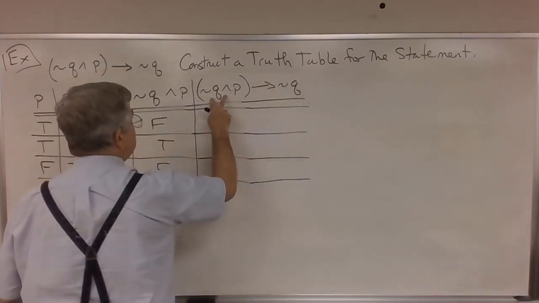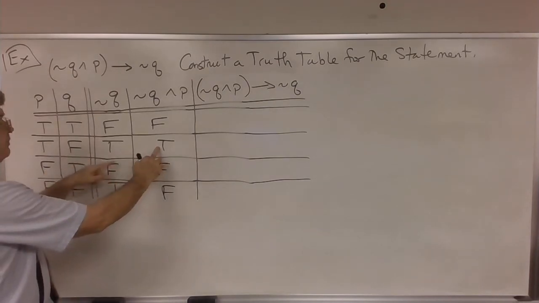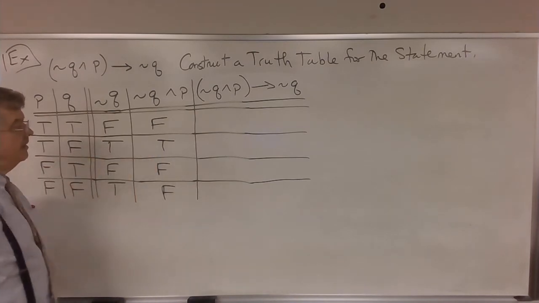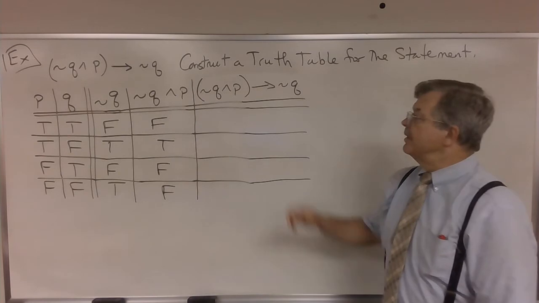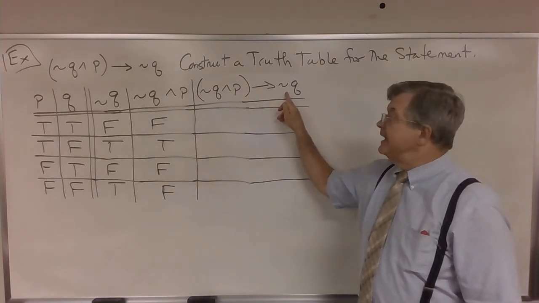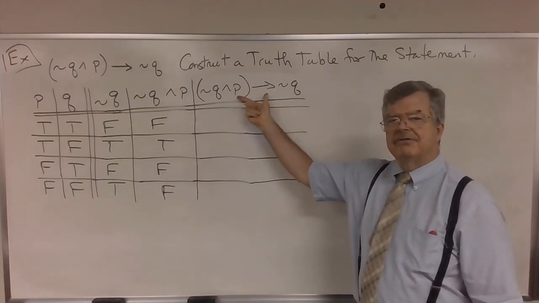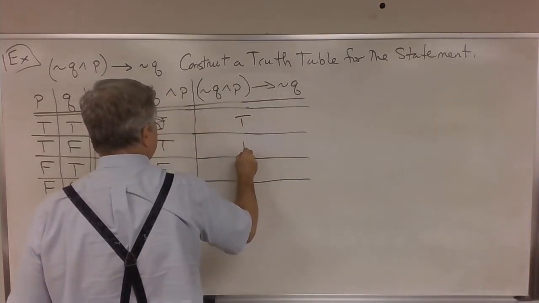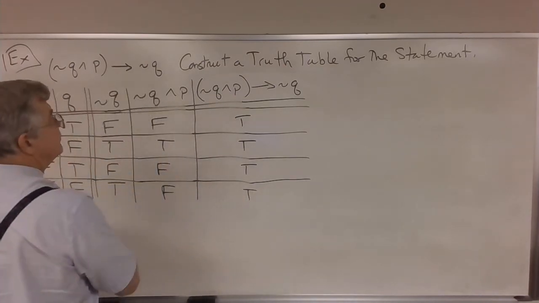Well, this statement is only true here. And when it is true, not Q is true also. So there is never a situation where we have true implying false, which means that this statement is never going to be false. Oh my goodness, we did it again.